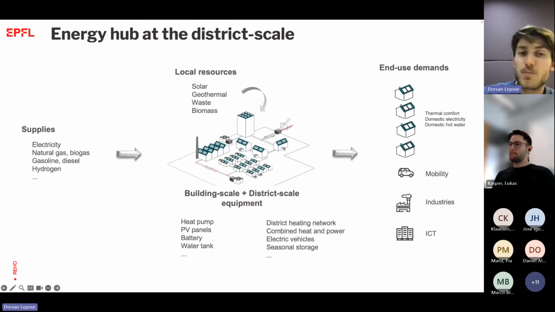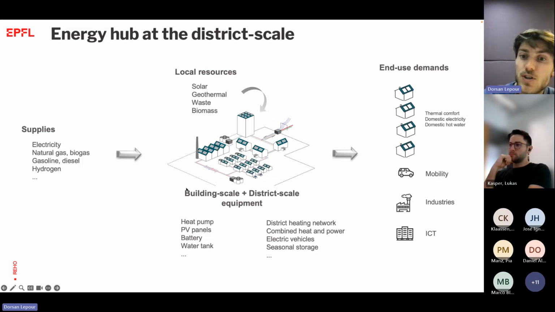Now we can extend this same concept to the district scale. As loads, we have the previously mentioned end-use demands for each building, but we can also now include some mobility, some industry needs, some ICT needs, and I can define the perimeter of my district and list the possible energy supplies. As supplies, I can have an electricity grid, natural gas, biogas grids, some carbon flows, some waste heat, some hydrogen, and so on. And I also have some local resources which are already available for this specific territory.